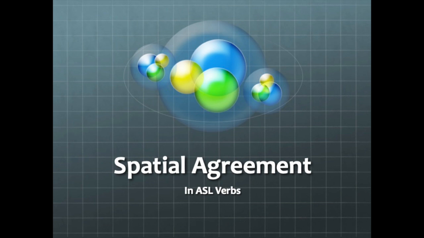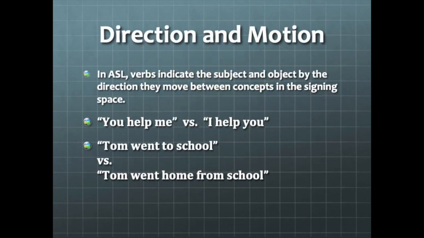This lecture will look at the necessity of spatial agreement between verbs in ASL. In ASL, verbs indicate the subject and the object by the direction they move between these concepts in the signing space.